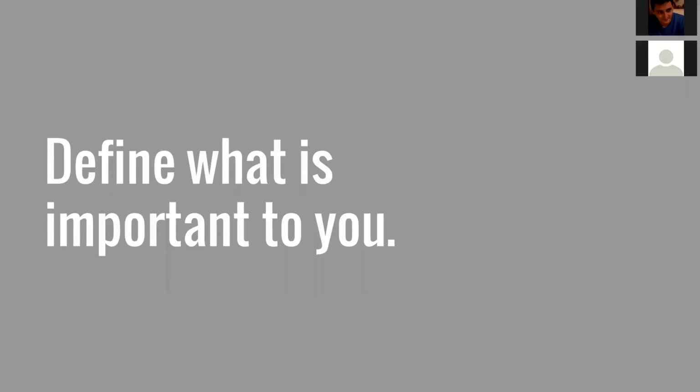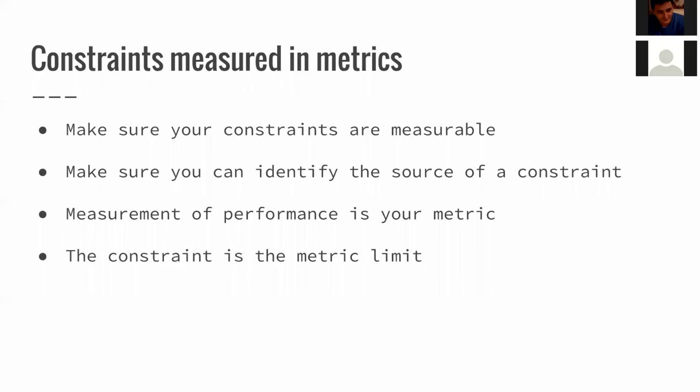Because you need to define what is important to you when it comes to performance, right? If I tell you to develop with performance in mind, you kind of look like, well, what is performance? Like what do I need to actually test for? So the way that you can start doing that is your constraints should be measured in metrics, because you need them to be measurable so you know how to actually test for them.